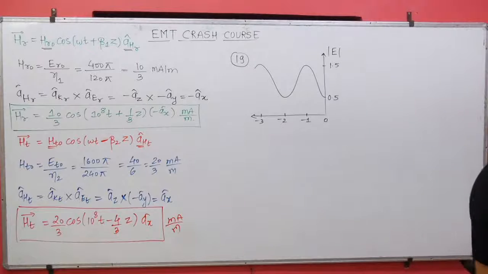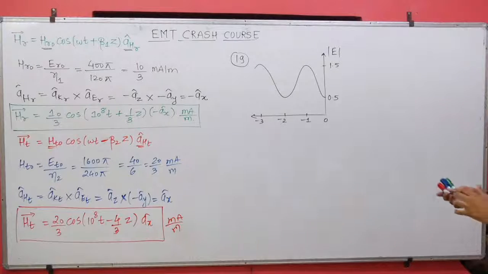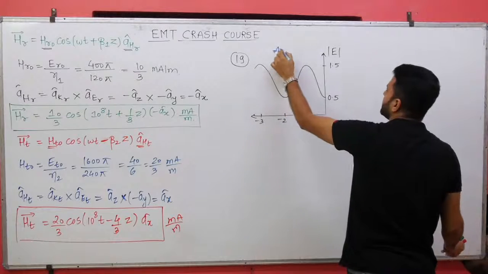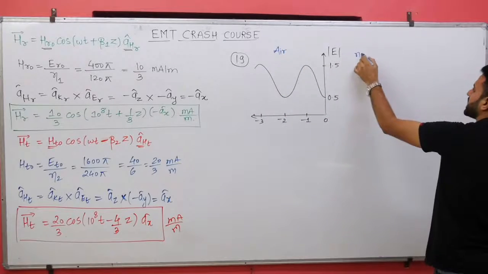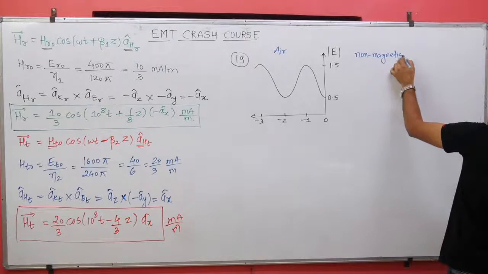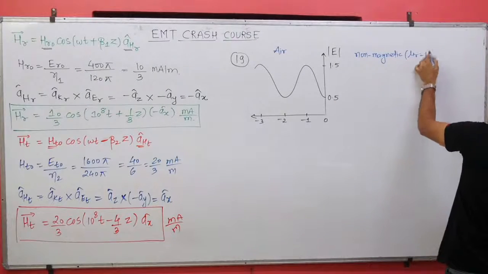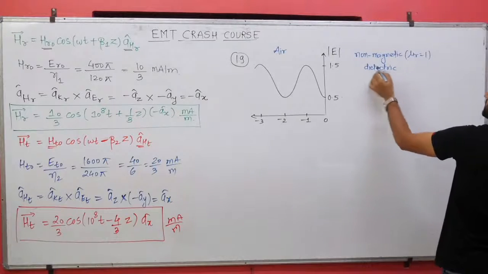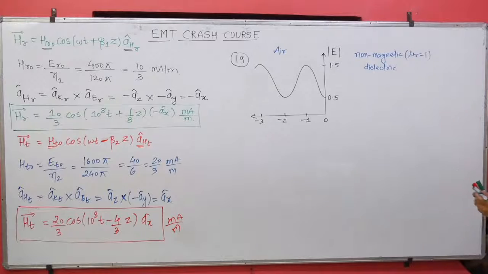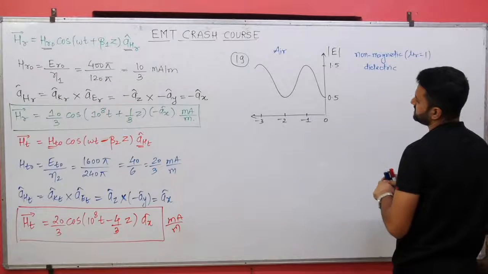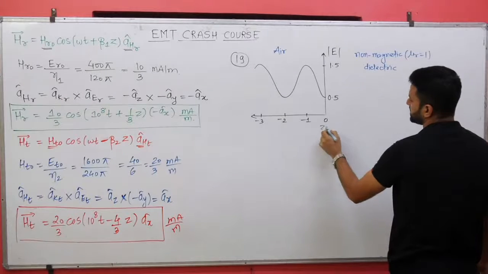So now it is asking about the permittivity of the second medium. Actually it is traveling from air to a non-magnetic dielectric. Okay, so it is non-magnetic, that is mu r equal to 1, and it is a dielectric medium. So we want to calculate the epsilon r for this non-magnetic medium. This is the boundary. Okay, so this z equal to 0 is nothing but the boundary.